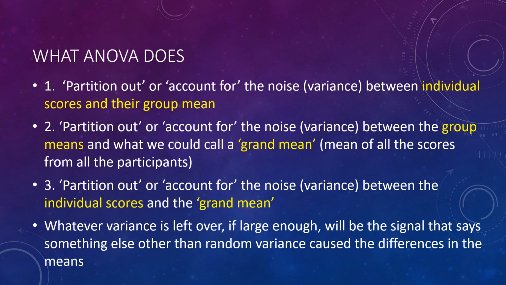The third part is, again, between all the individual scores and the grand mean. That's the other type of noise. And so we work with these aspects of noise here. And whatever variance is left over, if it's large enough, this is going to be the signal that says something else other than random variance or random chance caused the differences between the means, if there are any.